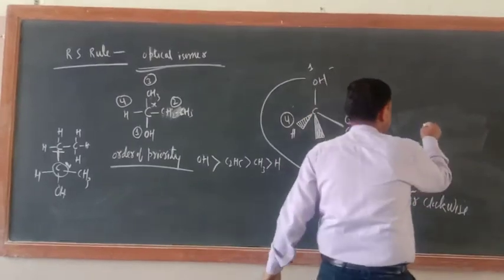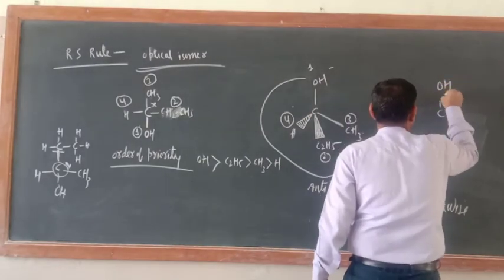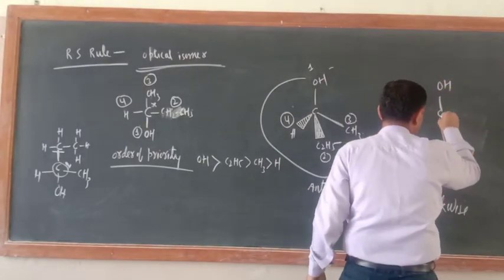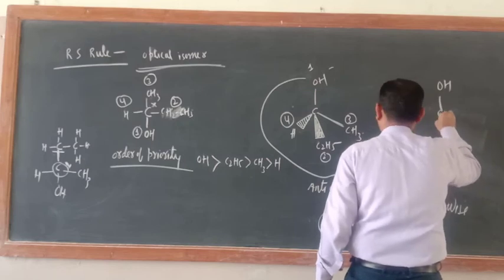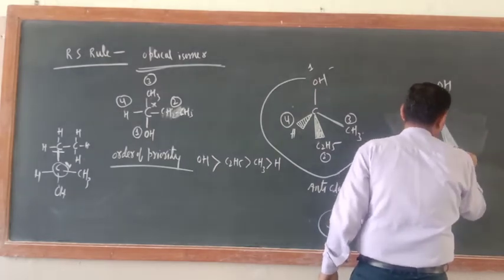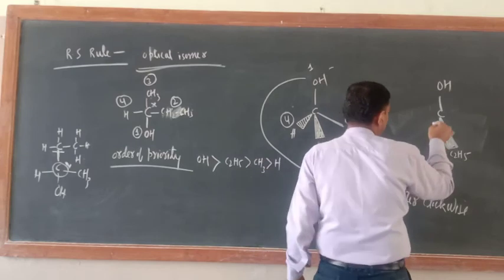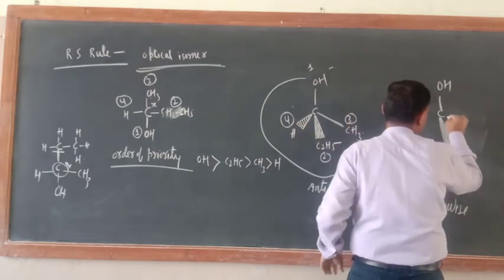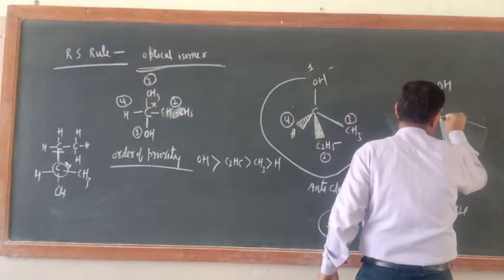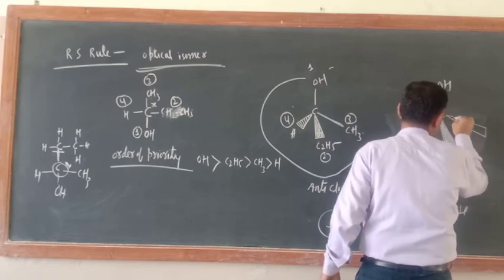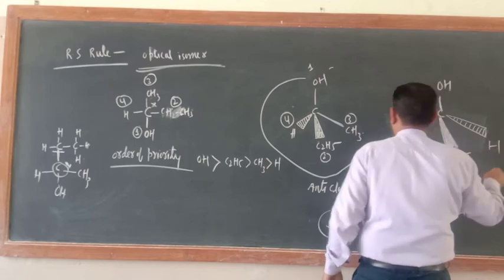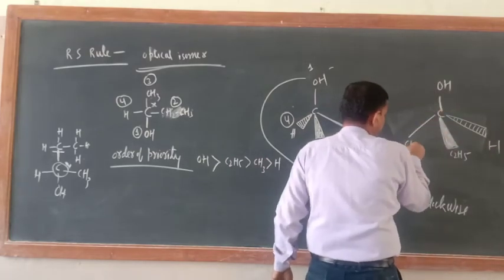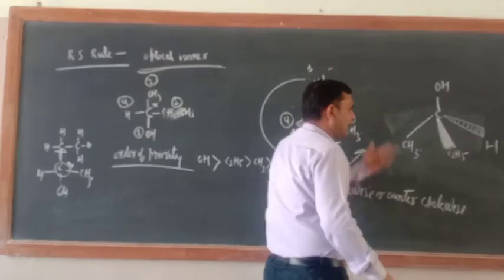So now just see here. Let it be OH only, and here this would be like that. This is the solid wedge. This is C2H5. And here, now this will go this side. H. And here CH3. Now again you number it.